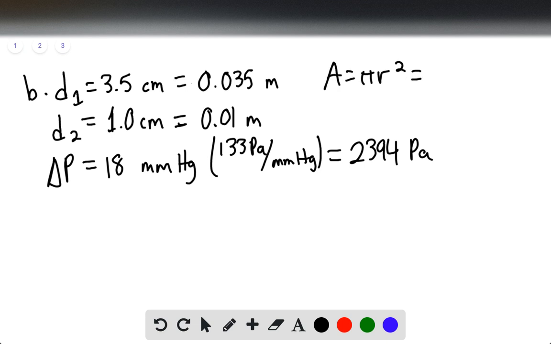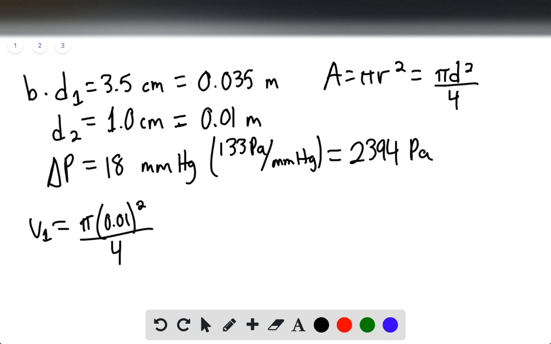And as an aside, we know that A is equal to pi r squared. So we're going to set this equal to pi d squared over 4. And at this point, we can solve. So V sub 1 is going to be equal to pi times 0.01 squared divided by 4. We're still using that same equation. So we're going to just say the density of water, 1,000.